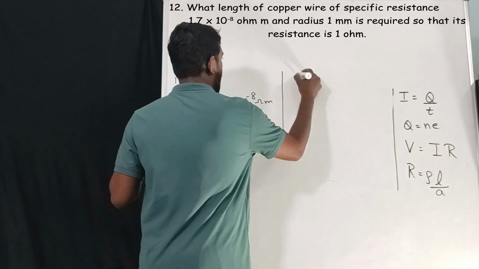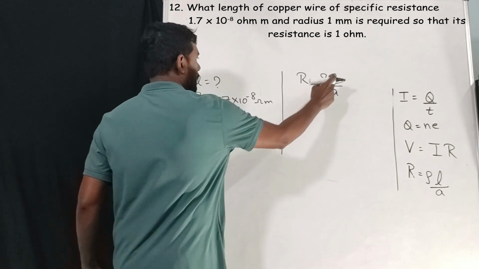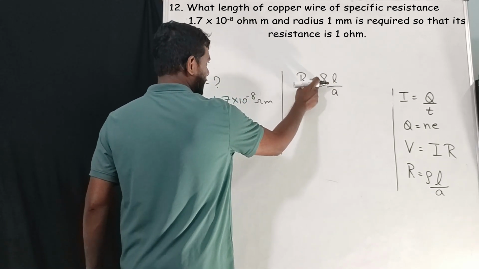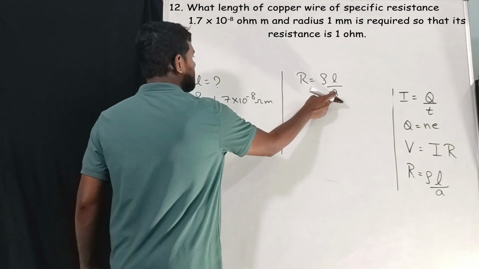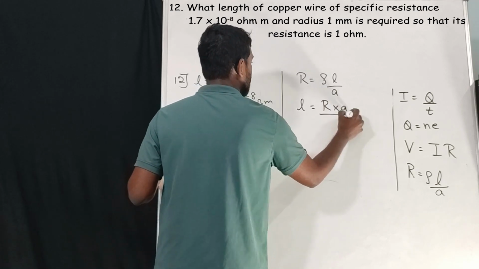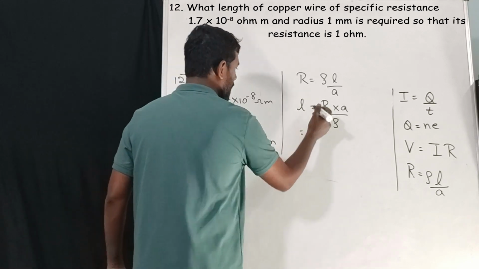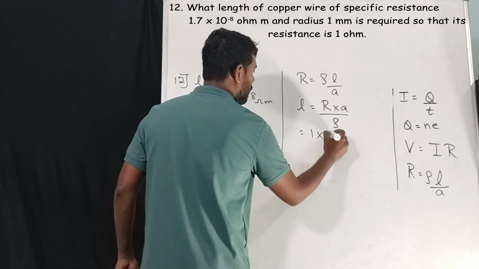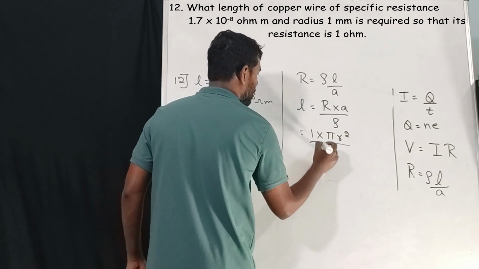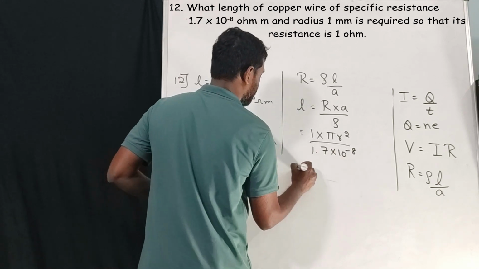Now what is the formula? R is equal to rho L by A, according to this formula, correct? Here we need to find the value of L. So we'll send rho, resistivity or specific resistance, and area that side. These two will become reciprocal. So L is equal to R into A by resistivity. We'll substitute the values. So here R is equal to 1, and area is equal to, what is the formula for area? Pi R square, by resistivity, that is 1.7 into 10 power minus 8.